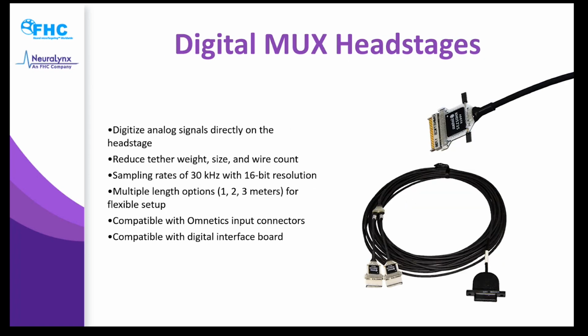So these are our existing digital mux head stages. This is an example of a 32 channel LED and then the 64 channel one. So these digitize the analog signals directly on the head stage. They can reduce the tether weight, size, and wire count. They have a sampling rate of 30 kilohertz and 16-bit resolution. And we have multiple length options, typically 1, 2, and 3 meters, although we make custom lengths as well. Compatible with Omnetics input connectors and with the digital interface board.